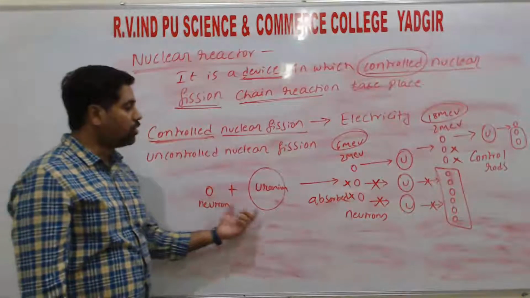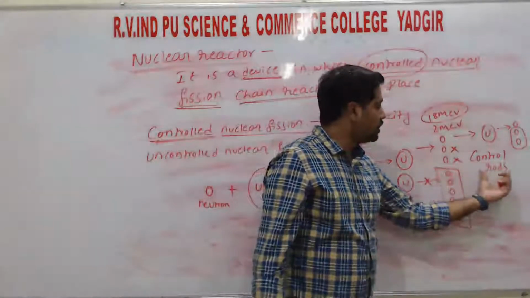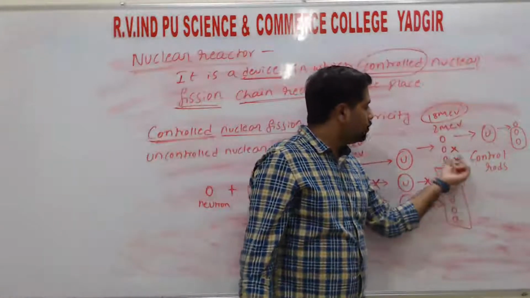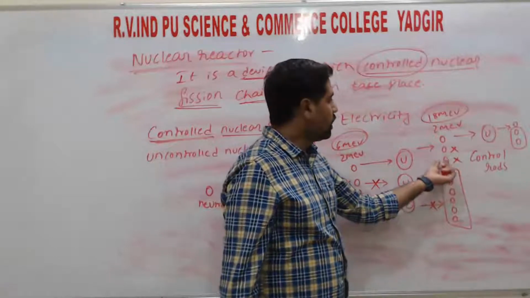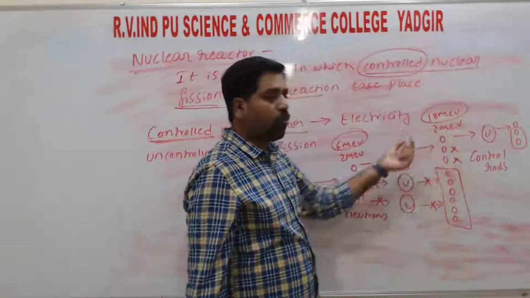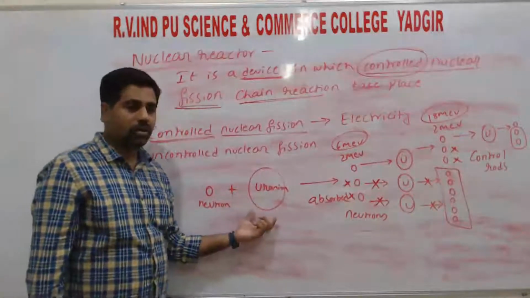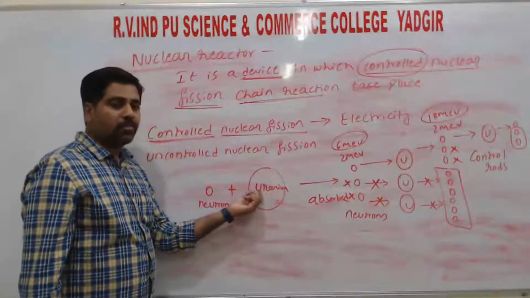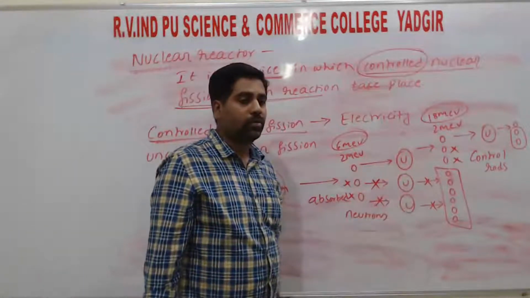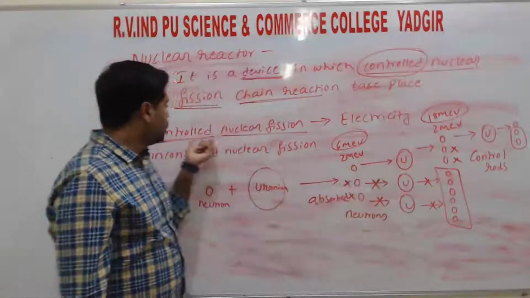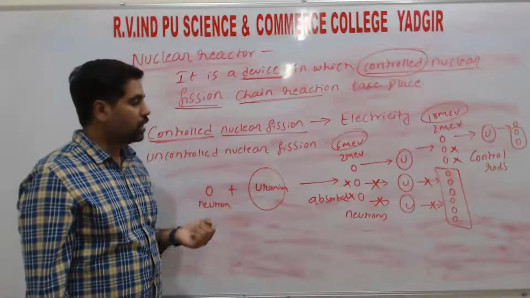So we need to control the chain reaction by using the control rods. These control rods absorb the excess neutrons, and then only 1 neutron is made to bombard the uranium nucleus or heavier nucleus. Here we have taken uranium, so that's why it bombards the uranium nucleus. So this process is called the controlled nuclear fission.